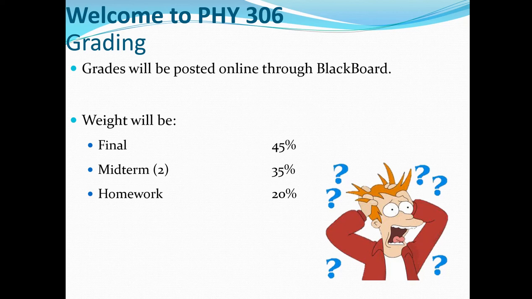The final is going to be worth 45%. There are going to be 2 midterms, which are going to be 35% total, and then there are going to be homework questions, which are going to be worth 20%. I'm going to go into a little bit of detail with each one of those.